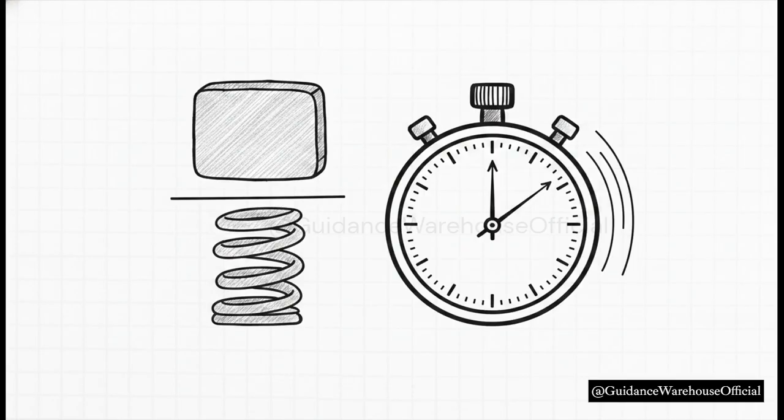Take a look at this. Period equals 2 pi times the square root of m over k. Notice how mass, the m, is on the top of the fraction. That tells us that more mass equals more time to complete a bounce. And stiffness, the force constant k, is on the bottom. A stiffer spring shrinks that time, making it bounce much faster.